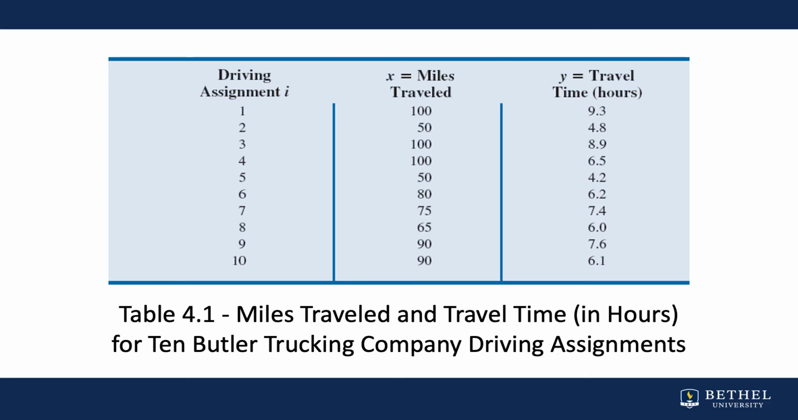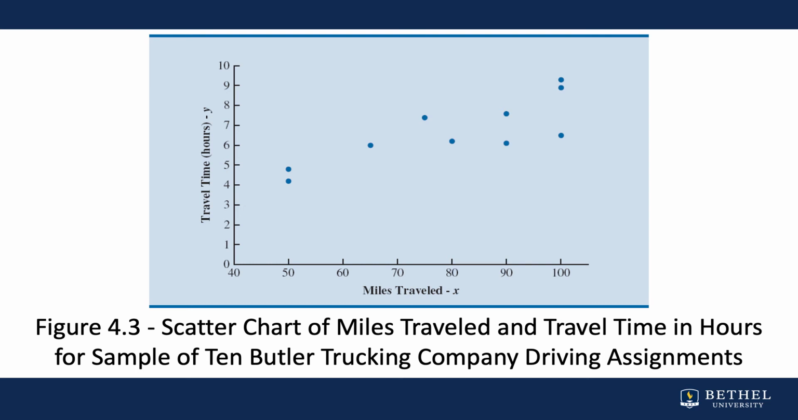In order to let this come alive a little bit, let's take an example. If you look at table 4.1, this is a table of data related to a trucking company. What we have is the driving assignments, represented by the variable i, the number of miles traveled, represented by the variable x, and the travel time, represented by the variable y. What we want to do is build a simple regression analysis to understand the relationship between miles traveled and the time traveled.